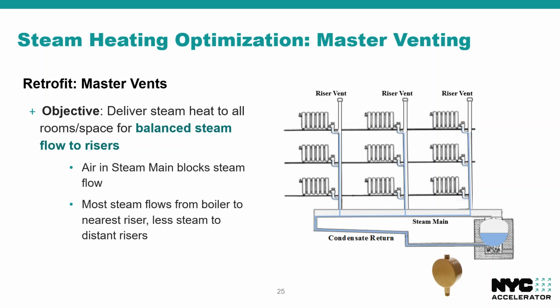So the best way to approach steam heating optimization is looking at the system as a whole. Master venting is a common energy retrofit which balances steam flow to risers by delivering steam heat to all rooms and spaces. The cost-effective solutions to fix steam heating systems can save between $10,000 to $30,000 a year on energy costs. Next slide, please.